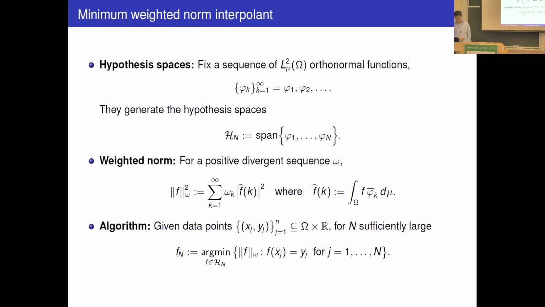And so given lowercase n data points, where the x's are in the domain and y's are reals, they could be taken to be complex, but we'll just look at the real case. Whenever capital N is sufficiently large, we'll look at these minimum omega weighted norm interpolants of the data. And what can we say about these things?